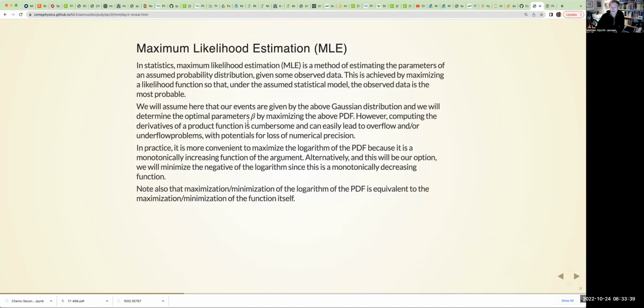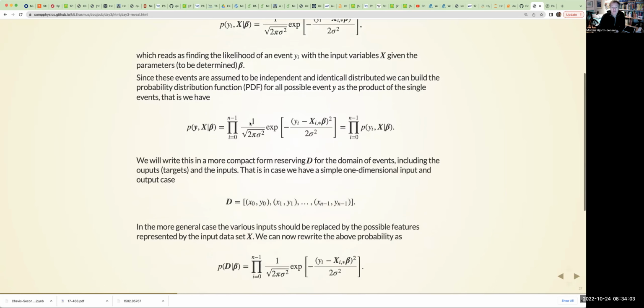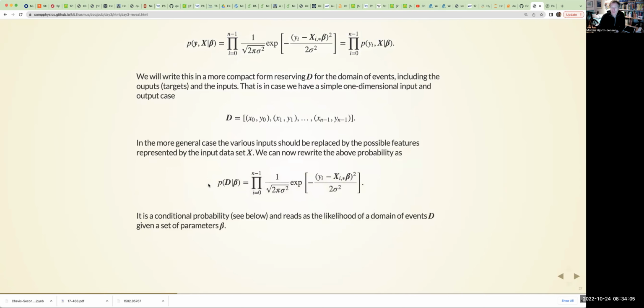Now, in practice, derivatives of products are normally more cumbersome from a computational point of view and can easily lead to overflow or underflow problems, with loss of numerical precision as one possible consequence. So what is more convenient, and this is a totally equivalent problem, is to maximize or minimize the log of the probability distribution. If we take the logarithm of this function, which is monotonically increasing, we can maximize that, or we can take the negative log and minimize it, because then it's a monotonically decreasing function.